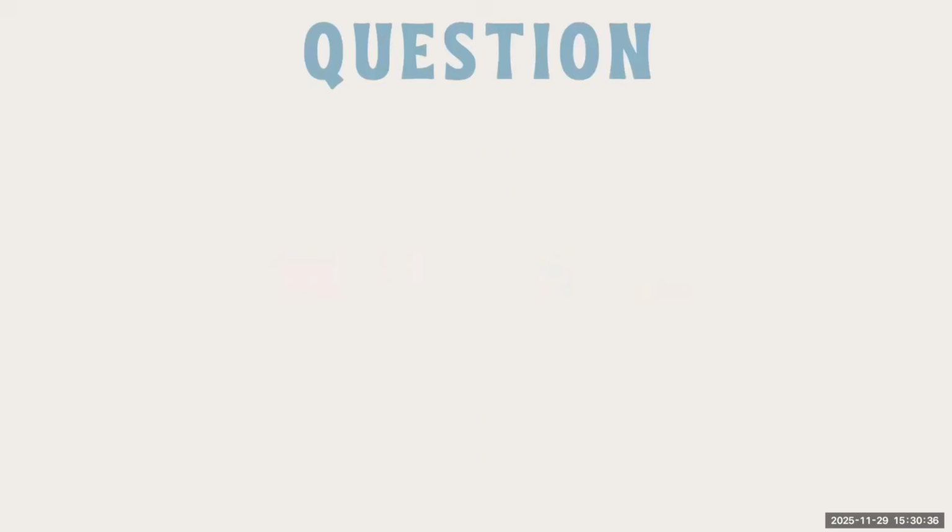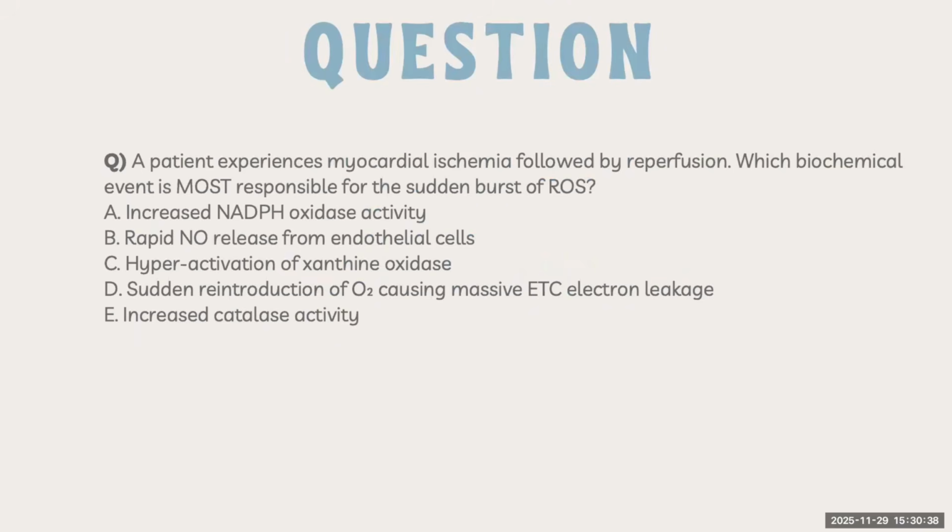So let's continue. Question for you guys. A patient experiences myocardial ischemia, followed by reperfusion. Which biochemical event is most responsible for the sudden burst of reactive oxygen species?